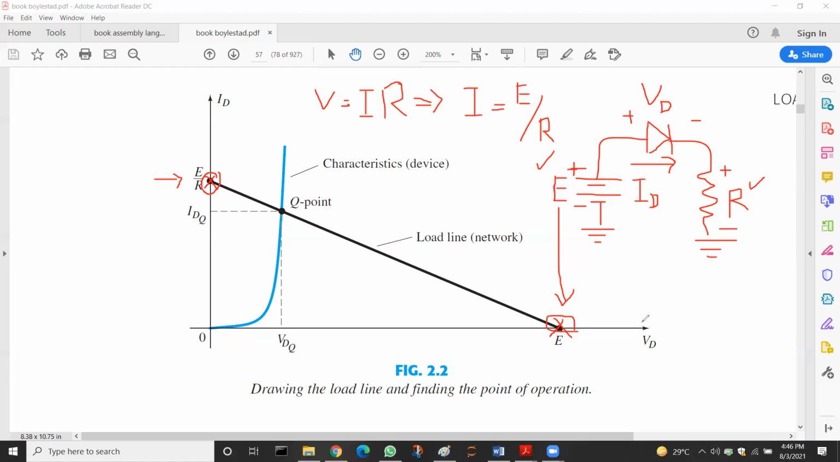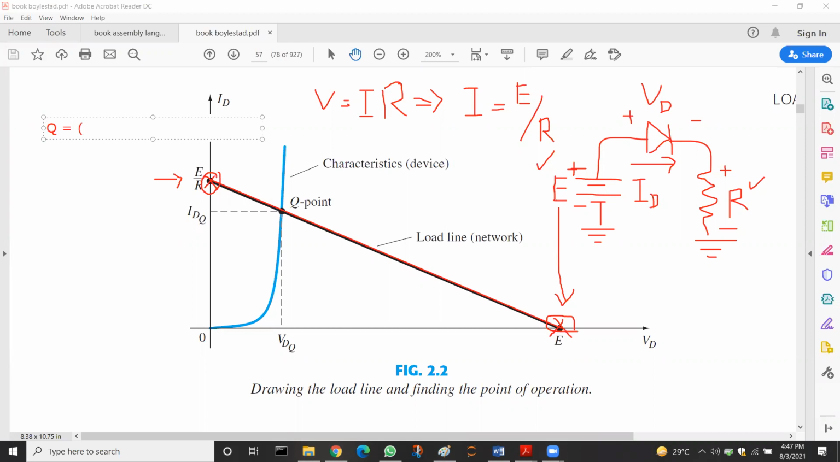So because these two values are known, E and E divided by R, the ratio, we can select these 2 points, mark these 2 points on the graph, and then join them. When we join these 2 points, the line cuts a curve at some point, and that point is called a Q point.